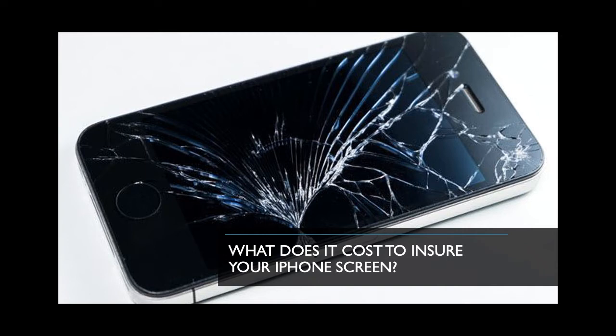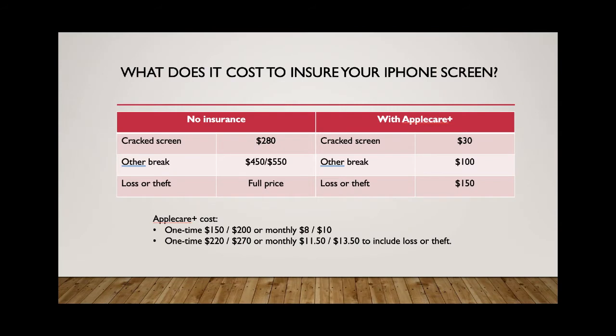Well, let me see if I can give you some numbers. As of the most recent numbers I've seen, what does it cost to insure your iPhone screen? Well, how much does it cost to fix it? You can see here in this table, the column on the left-hand side, if you don't have any insurance and you crack your screen, on average, it's probably going to cost about $280 to get that screen replaced. And of course, that varies depending on the model of phone you have and where you take it to get fixed. But that's a good average price. And then if it's something else besides a cracked screen, well, holy smokes, it may be anywhere upwards of $450 to $550 if something else breaks.